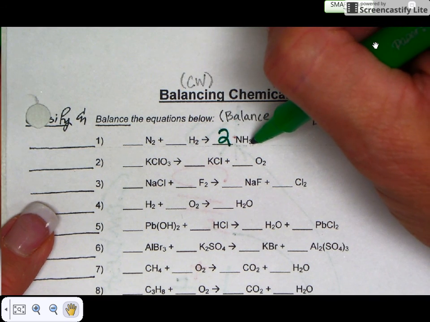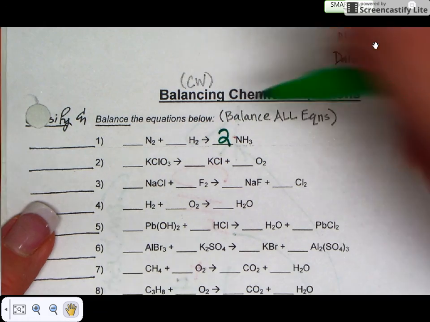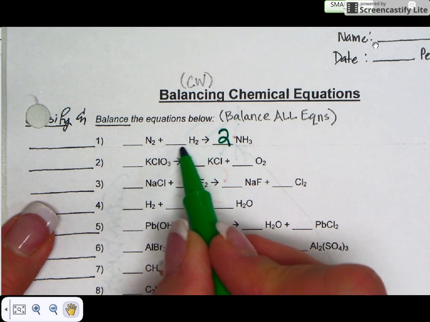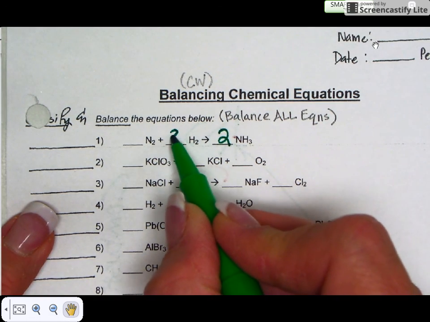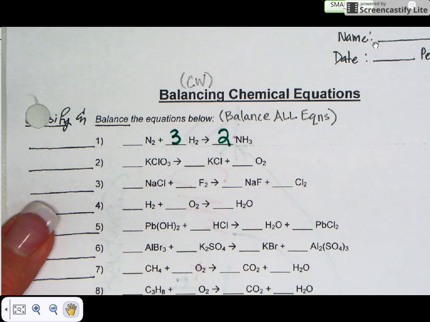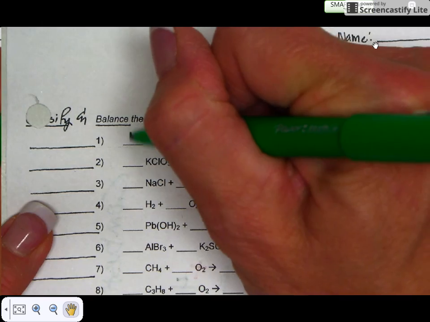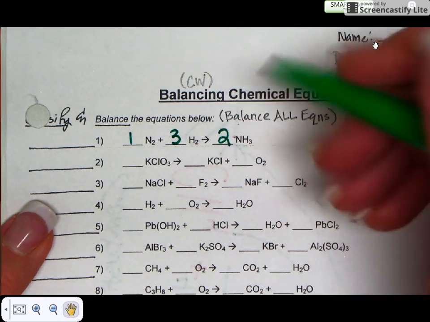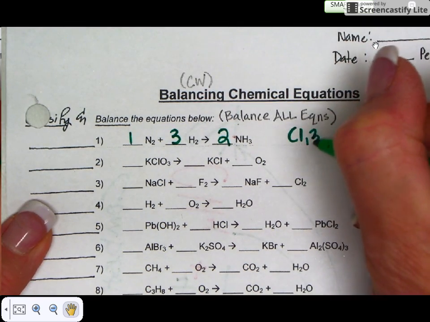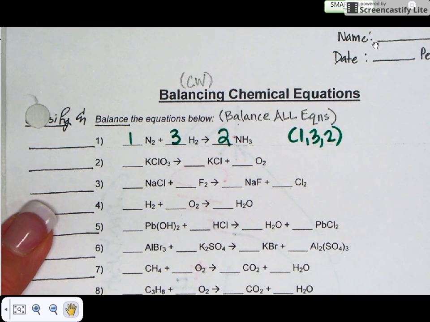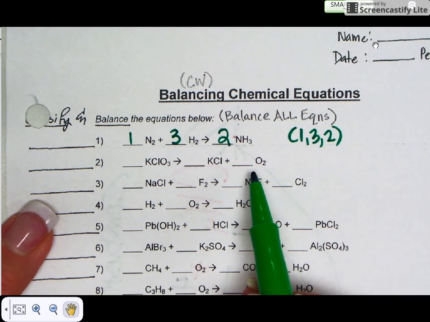2 times 3, I have 6 hydrogens on this side. So in order to make this equal 6 on the reactant side, we can say 3 times 2 is 6. Remember, you're multiplying the coefficient to the subscript. So the coefficients needed to balance this equation are 1, 3, 2. And that is in the lowest whole number ratio. Let's look at number 2.